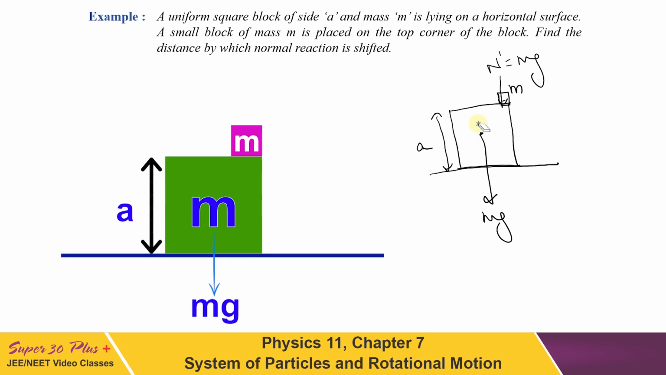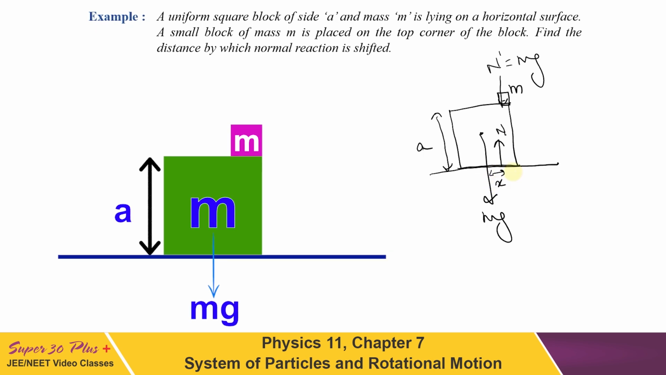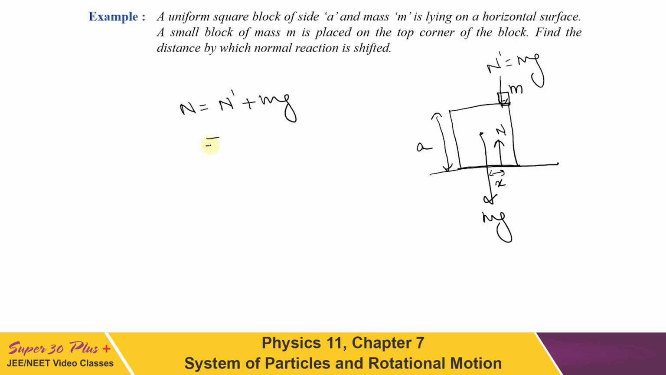So now let us displace it to another position. Here I am drawing the normal at this location, which is at a distance x from the center of gravity. First, I am going to write translatory equilibrium, for which N has to be equal to N dash plus mg. As we know that N dash itself is equal to mg, so directly we can write N to be equal to 2mg. And what about rotatory equilibrium?